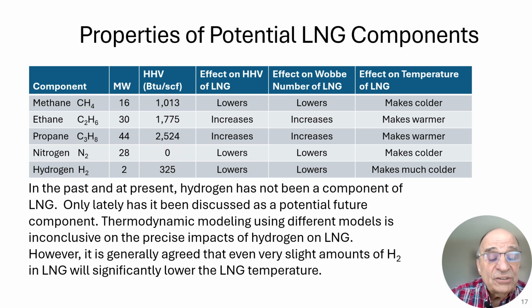So as you add nitrogen, it lowers the higher heating value of your LNG mix, and it lowers the Wobbe number. And it makes the LNG colder, significantly colder. The reason it makes it colder is because, if you recall, the boiling point for nitrogen was somewhere close to minus 320 degrees Fahrenheit. At 16.5 psi absolute, I believe the number that we had calculated earlier was minus 319 degrees Fahrenheit.